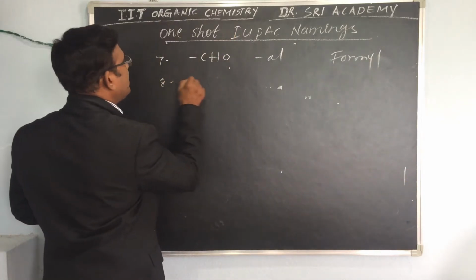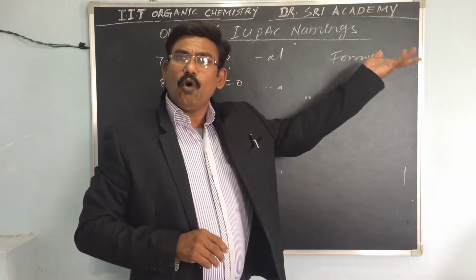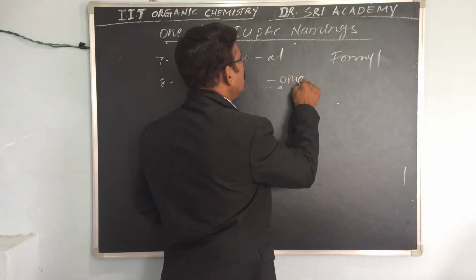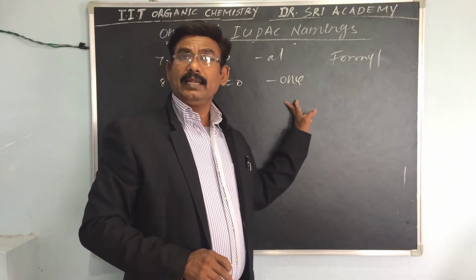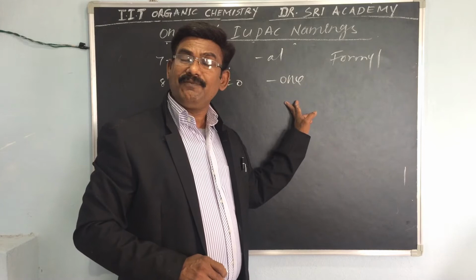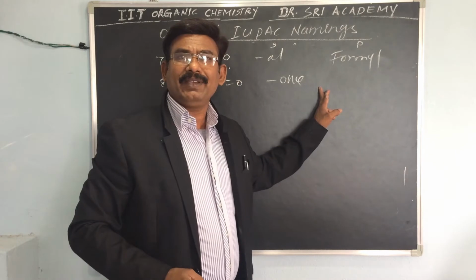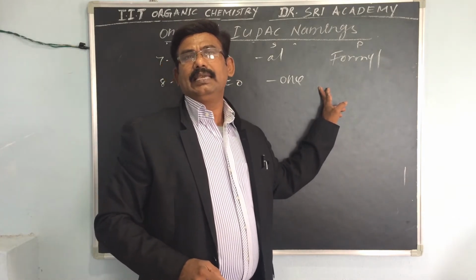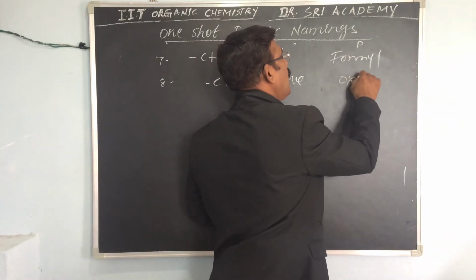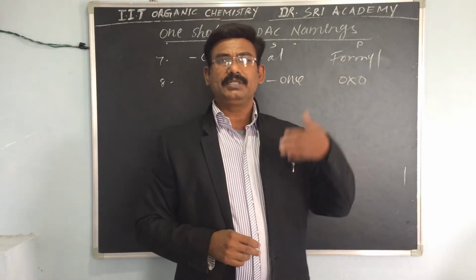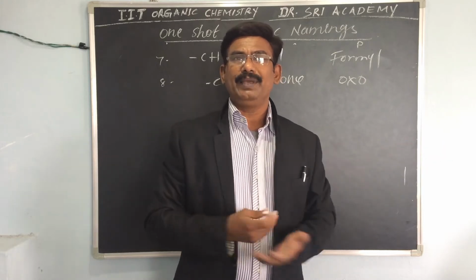Then after the aldehyde, we know everybody, ketones will come. So that is the eighth priority. So keto, C double bond O. Everybody knows the keto compound suffix is one. So this is the suffix and this is the prefix. What is the prefix? We can say prefix is oxo. Suffix and prefix you must remember before giving the IUPAC namings.